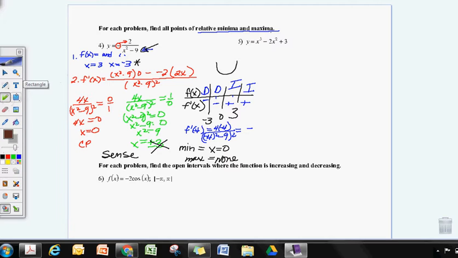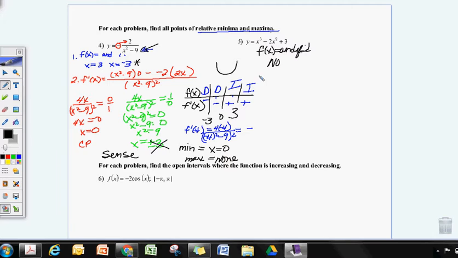Okay, so we're going to do similar stuff over here. The first thing I'm going to ask is, is the original function undefined? And it doesn't have a fraction in it, so my answer is no, it's not undefined.